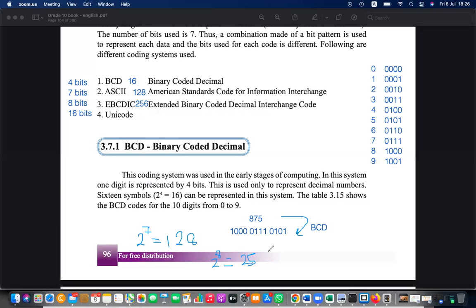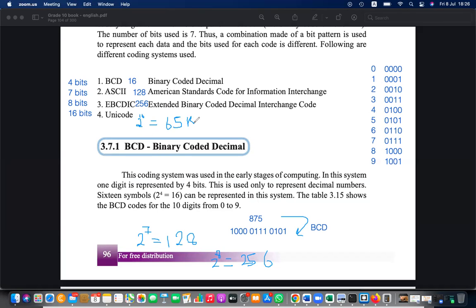Then Unicode, how many unique symbols? Okay, it is 2 to the power 16, which is closer to 65,000. Actually 65,536. 65K unique symbols can be represented.